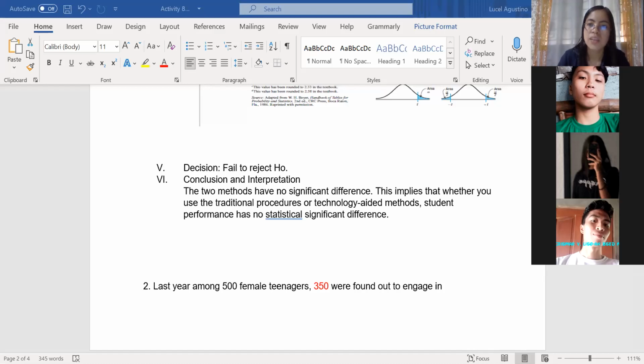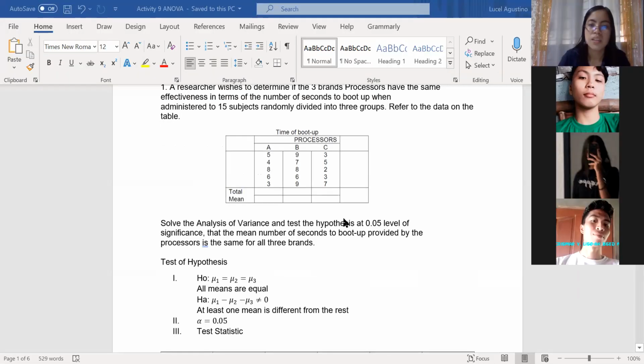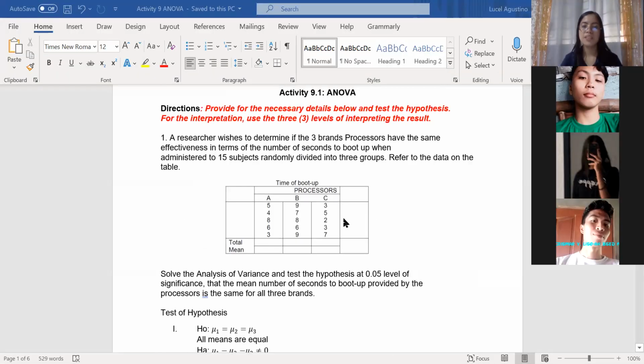Okay. Can you see the example? ANOVA. Yes, ma'am. Okay, so I'll proceed.